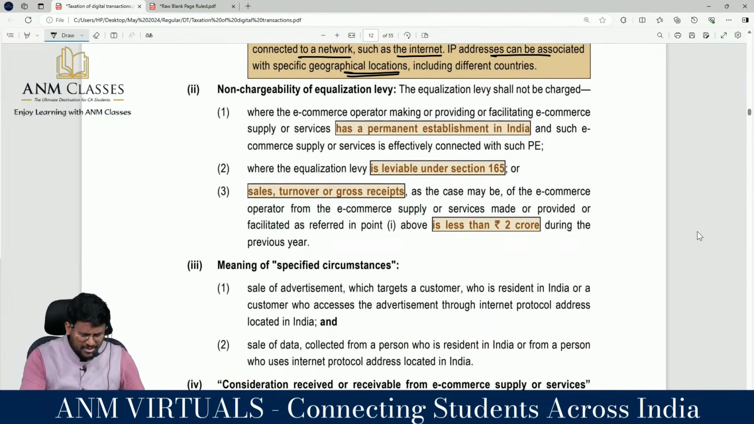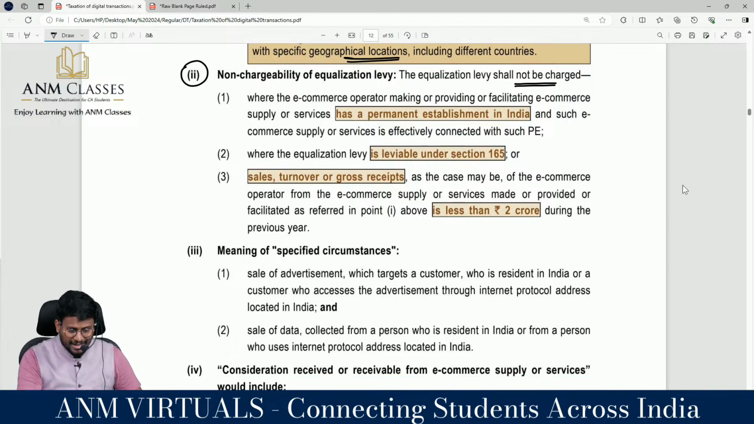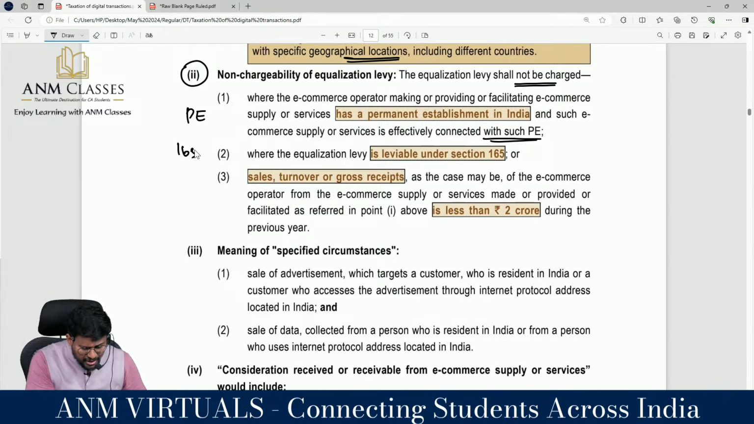Sir, my dear lovable students, this is the applicability of 165A. Now we have the non-applicability of 165A. The equalization levy shall not be charged where the e-commerce operator making, providing or facilitating e-commerce supply or services has a permanent establishment in India. In the same way, the e-commerce operator has a permanent establishment in India, and such e-commerce supply or service is effectively connected with such PE, where the equalization levy is leviable under section 165.